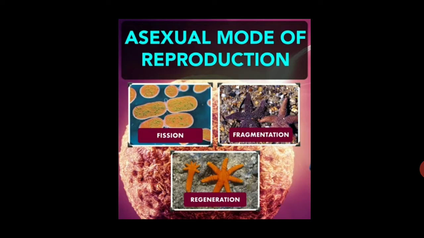The second one is fragmentation. Breaking up of a simple multicellular organism into two or more pieces is called fragmentation. For example, Spirogyra. And the third one is regeneration. Some fully differentiated organisms give rise to new organisms from their body parts. For example, planaria.